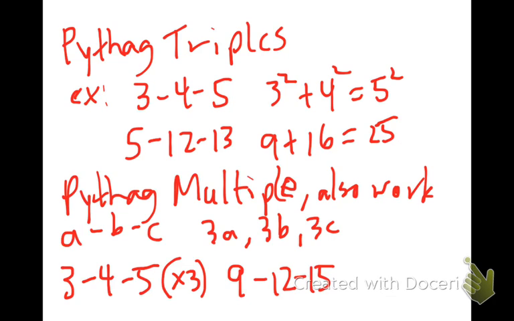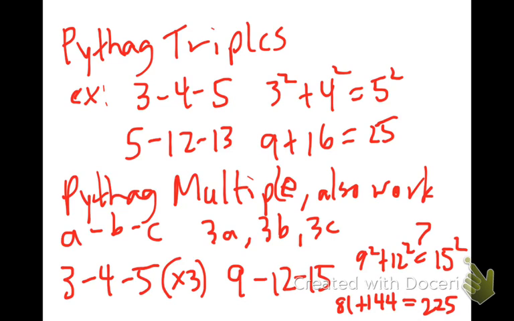Okay, so let's do 9 squared plus 12 squared equals, question mark, because we don't know for sure, 15 squared. And if we multiply those out, we get 81 plus 144 should be 225, which is the square of 15. And it is. It's 225.